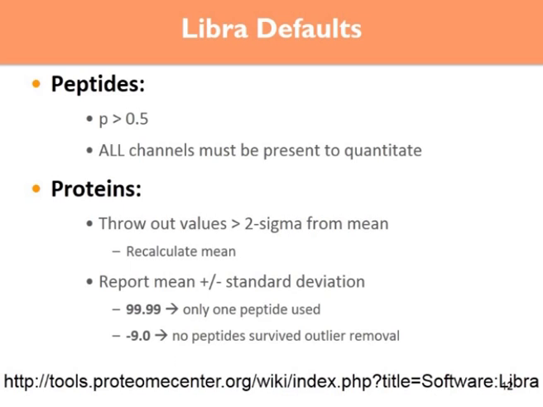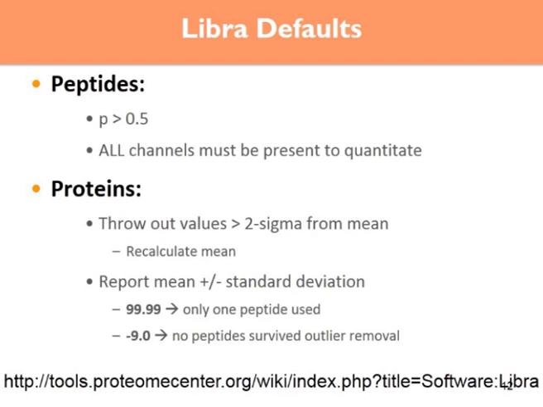At the protein level, it's doing a very basic outlier removal. Anything that is more than 2 sigma from the mean in the ratios gets thrown out. All peptides beyond 2 sigma from the mean are thrown out, and then you recalculate the mean and the standard deviation.